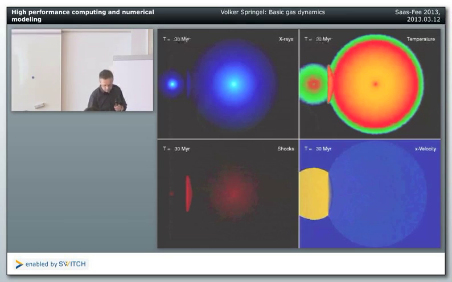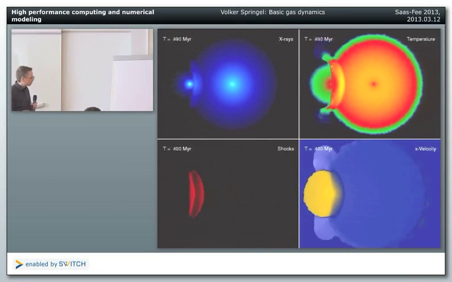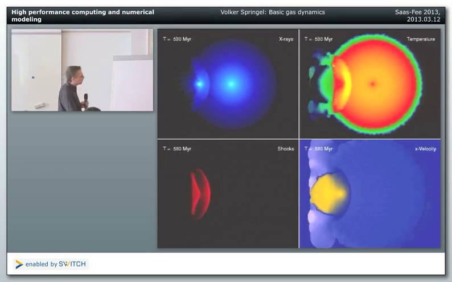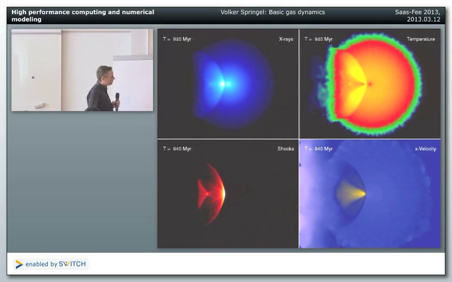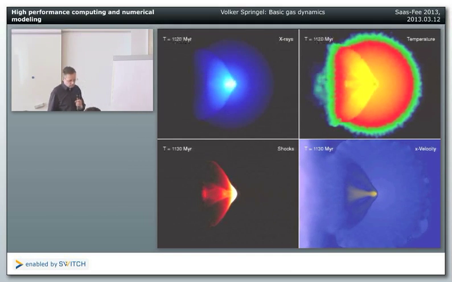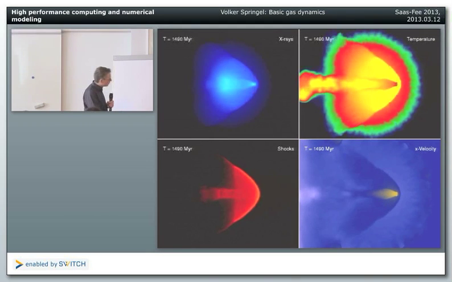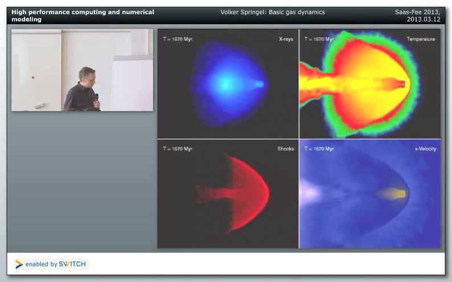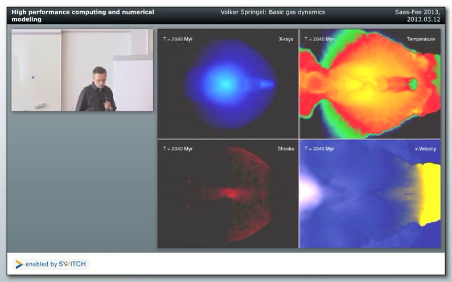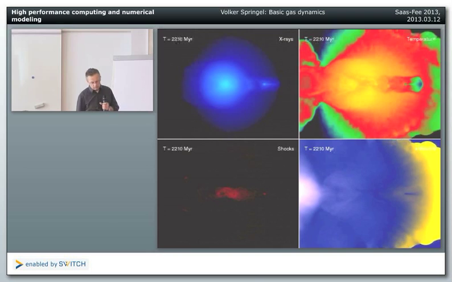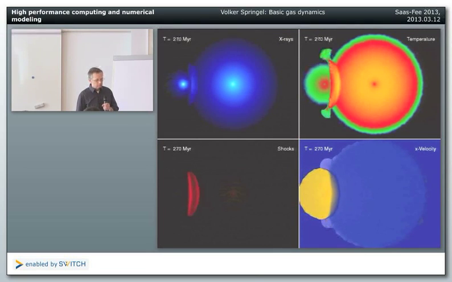Let's take a look at this. I ran a little calculation, which is quite simple; you can do it in half a day or so. Now you see here the bullet going through. This is in X-rays on the top left. This will be a temperature map, and there you see the shock, the bow shock, getting weaker now, and then also the velocity field. And now, of course, what you have to decide is that you don't quite know at what time the observation was made.